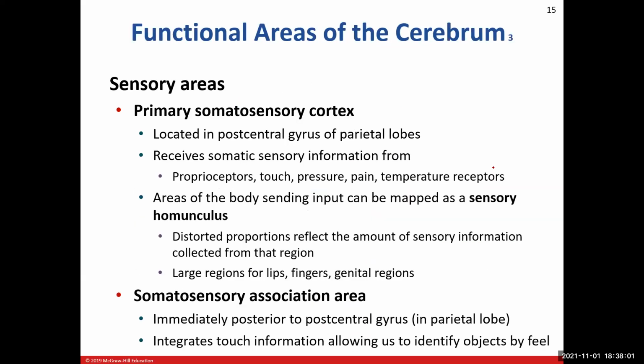All right, so that's it for our motor areas. Let's talk about some of our sensory areas. And keep in consideration, we're talking about what we call functional areas. Certain areas of your cerebrum are dedicated to specific functions: taste, sight, motor activity, sensory activity.